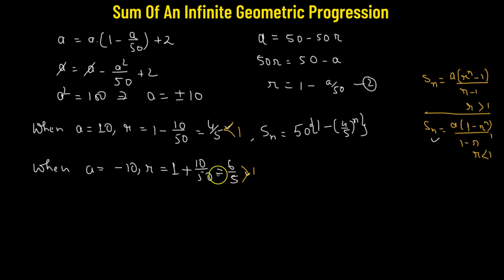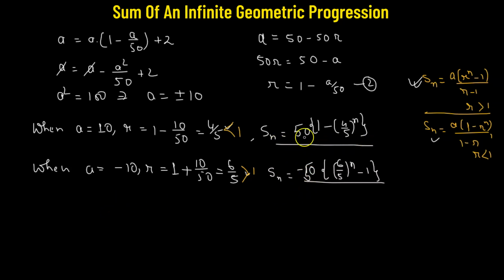Whenever the common ratio is 6 over 5 and A is negative 10, then the sum to n terms will be negative 10 multiplied by, using this formula, 6 over 5 whole raised to the power of n minus 1 divided by 6 over 5 minus 1, so that's 1 over 5. So this also becomes negative 50 in the numerator. So we have two cases here. In one case, the sum to n terms is 50 times 1 minus 4 over 5 raised to the power of n, and in the other case we have negative 50 times 6 over 5 raised to the power of n minus 1, along with the corresponding R value as well.